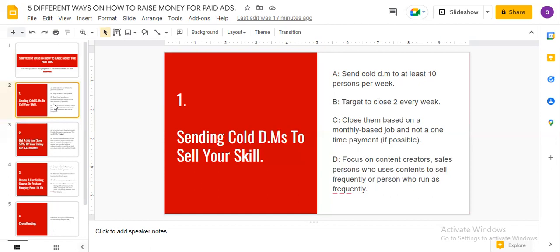Now I said 1B, make sure to target to close 2 persons every week. So if you send to 10, make sure that you close at least 2. When I say at least, I don't mean close 2 and rest. If you can close the 10, close the 10. But the least you should close is 2, because they should buy your service, because you should have researched them and studied that they need your service or your skill before you reached out to them. So if you did your research well, then they should buy from you.